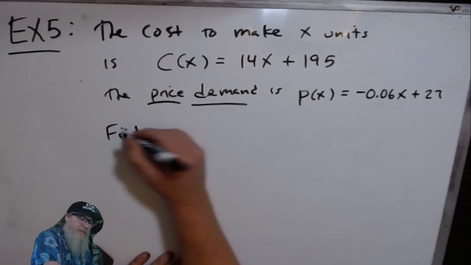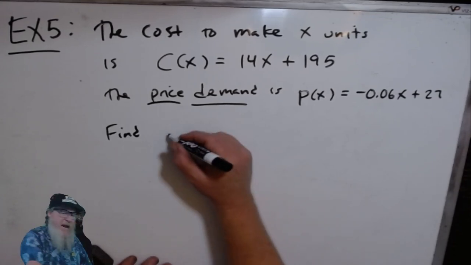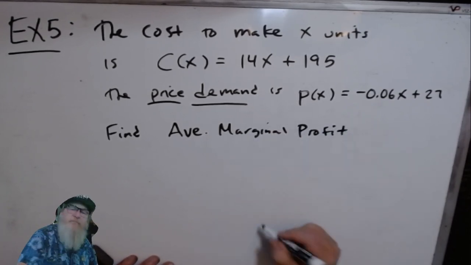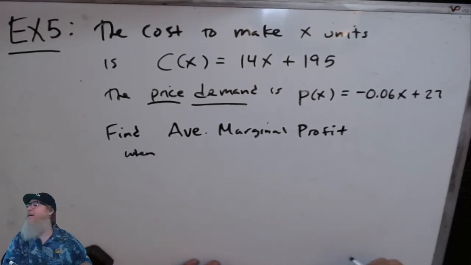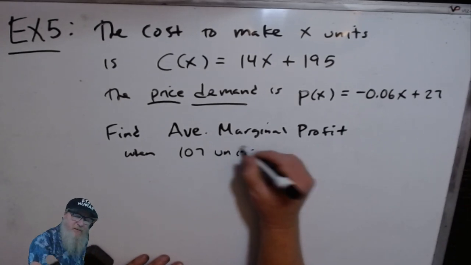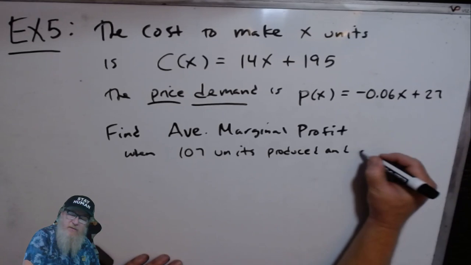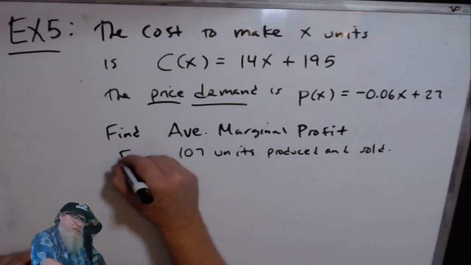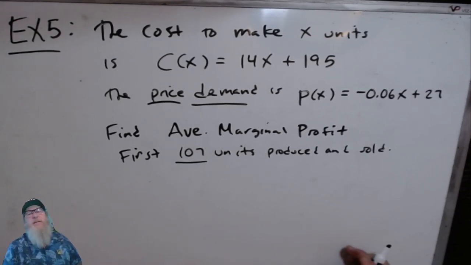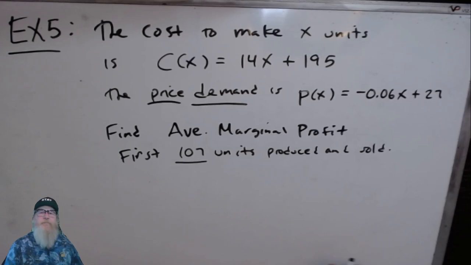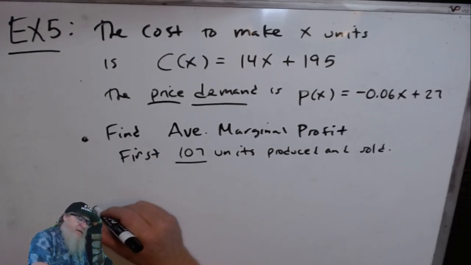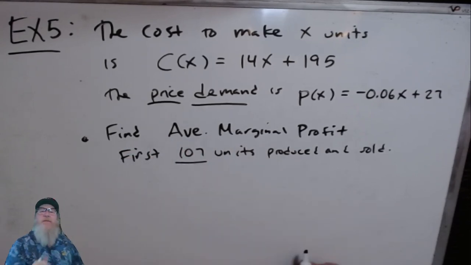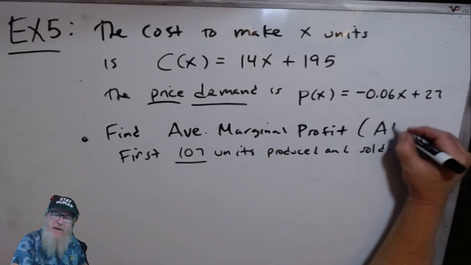Find the average marginal profit when 107 units are produced and sold. I'm assuming it's the first. I mean, if I don't indicate it's the first, you assume it's the first 107 units. Well, let's just do that first. And then I'll switch up the words and I'll do marginal average profit, MAP, as opposed to AMP. So this is AMP.